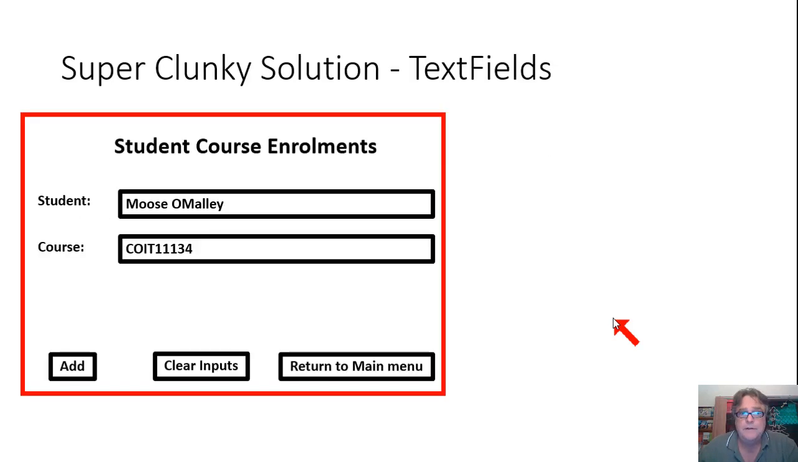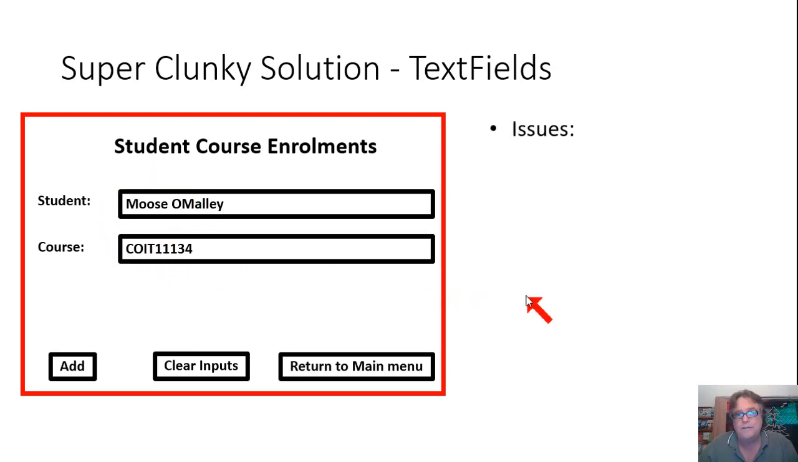A really clunky solution you might do is to have just text fields. So a student text field, and you type in their name, if you can remember it. Type in their ID, if you can remember it. What do you type in? And the course, do you type in their name or course code, or can you remember it? Do you know what it is? What if you type it wrong? As you can see, this is a really clunky, horrible solution.